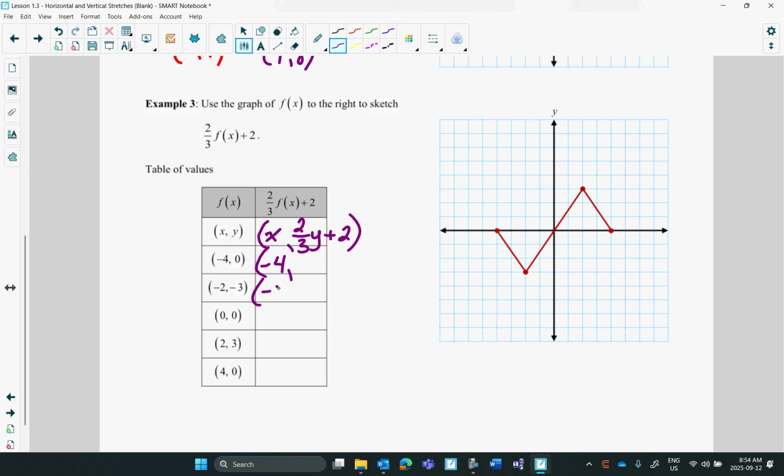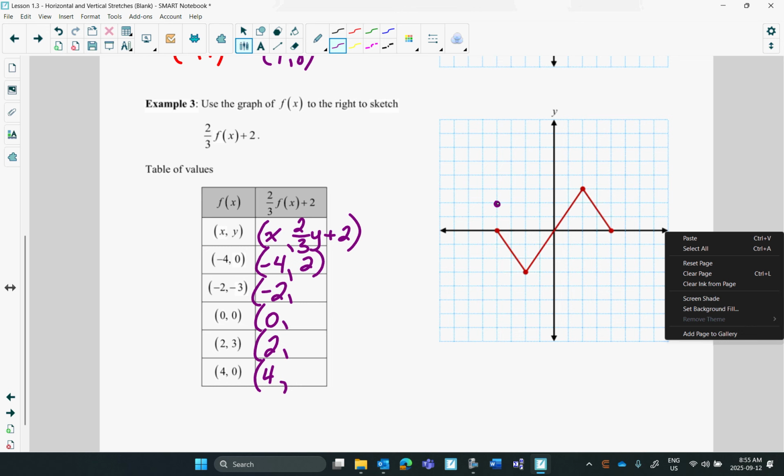So when I get all the new points, the x values are not going to change, but the y values are going to change. I have to take every original y value, multiply it by 2/3, and add 2. So what is 0 times 2/3, plus 2? Okay. And I would suggest you plot as you go. So (-4, 2) is the first point.